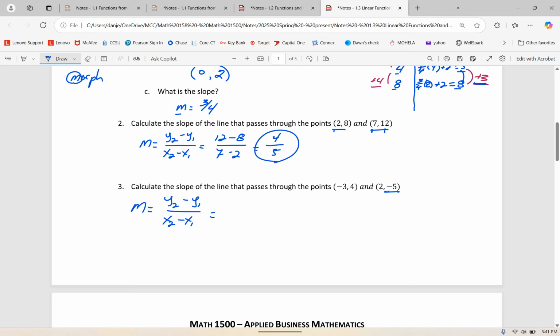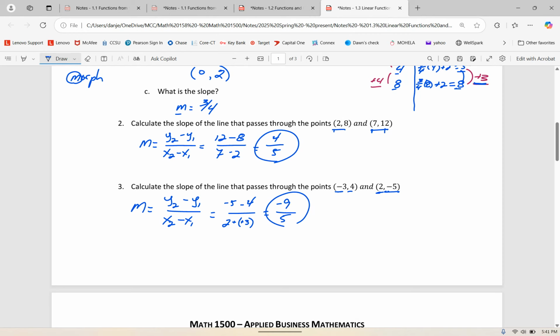y2 is -5, y1 is 4. So I have negative 5 minus 4, or a numerator of negative 9. My x values are 2 and negative 3. So I have 2 minus negative 3. Be careful of your signs here. Subtracting a negative is the same as adding a positive. So 2 minus negative 3 is the same as 2 plus 3, or 5. So I have a slope, or a rate of change, of negative 9/5.